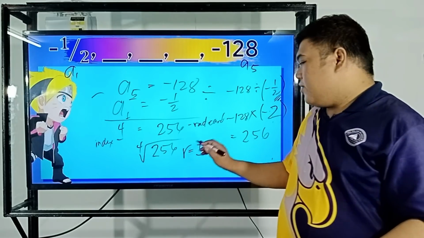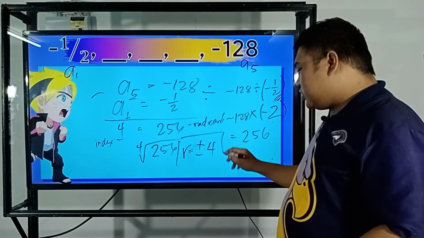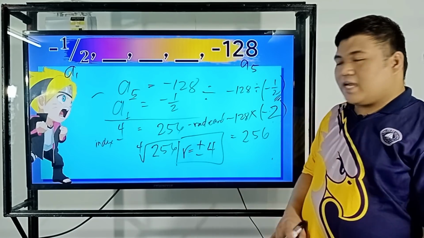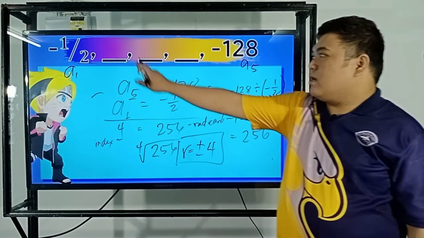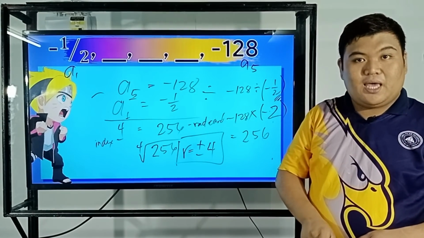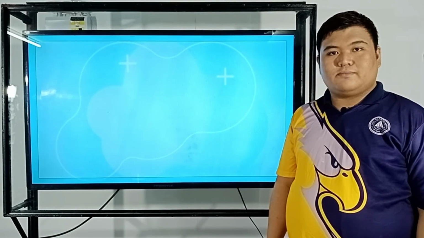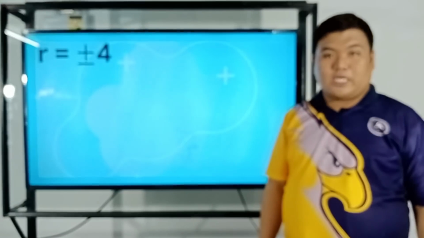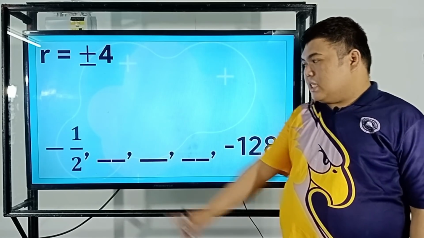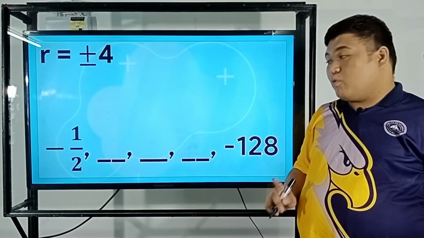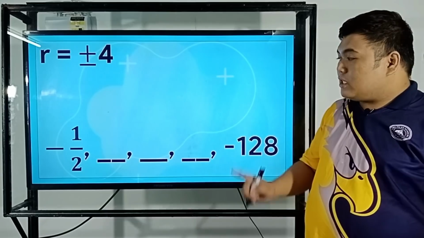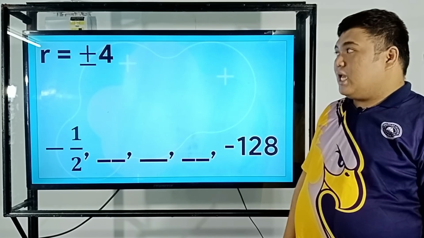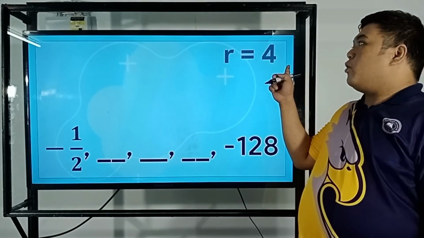Okay, that is 4. So our common ratio is positive and negative 4. So positive and negative 4 will be used for us to get the 3 missing terms. Again, we got earlier that our common ratio will be positive and negative 4. So we will determine the 3 missing terms between negative 1/2 and negative 128 by multiplying by the common ratio. So let's start first with positive 4.